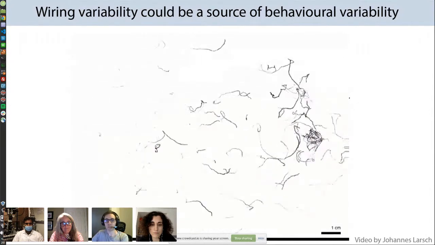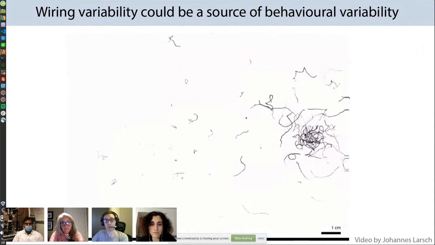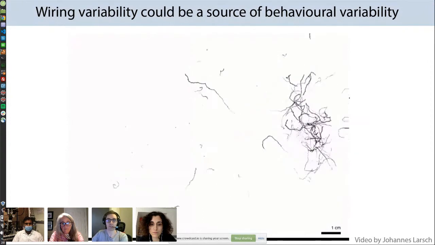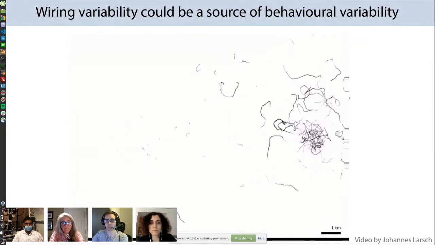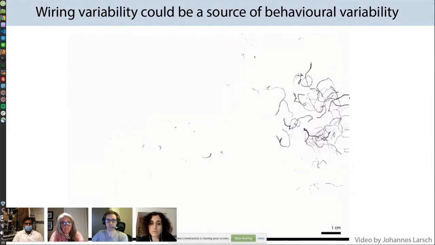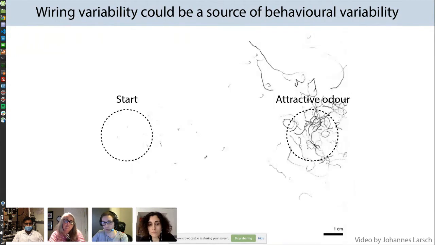This behavioral variability is advantageous to the population because if suddenly the attractive odor becomes dangerous to the animal, the entire population would die out if they all behaved the same way. So behavioral variability is not random, and it's highly regulated. And since wiring variability is not random either, it could be the source of this behavioral variability.